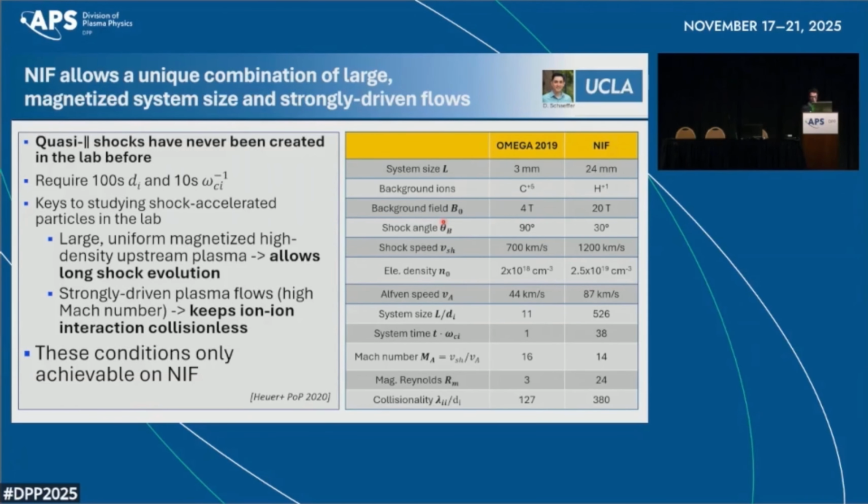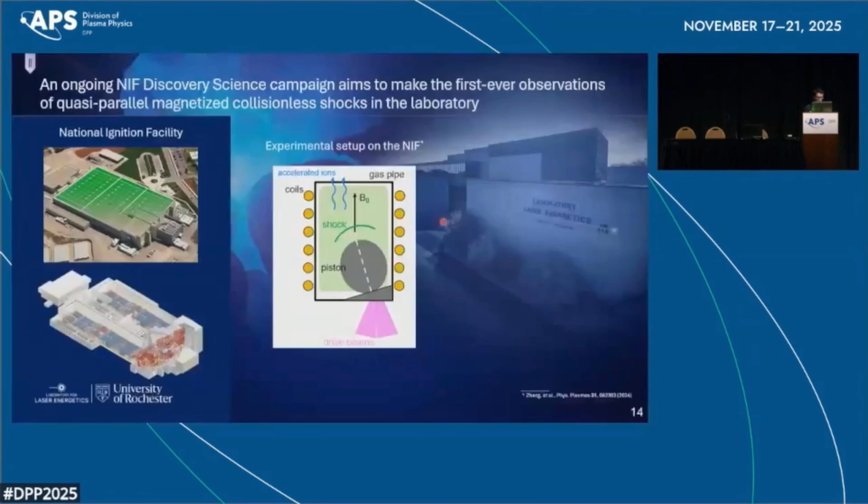On the right-hand side, I am comparing some key parameters between previous OMEGA experiments and the ongoing NIF experiments. From here, I especially want to point you to look at the system size and system time. You can see that the NIF experiment is much larger than the OMEGA experiment. This is the National Ignition Facility, a 3 football field size laser system with 192 powerful lasers. We want to make the first ever observations of quasi-parallel magnetized shocks in the lab.